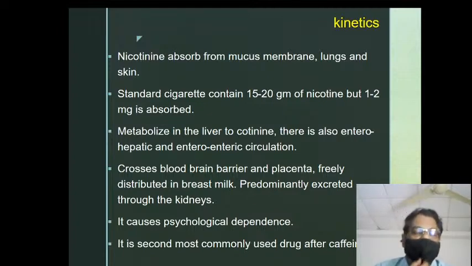Nicotine is metabolized in the liver to cotinine, and it has entero-hepatic and entero-enteric circulation. That means though it is given through another route, it is present in the GIT. Nicotine also crosses the blood-brain barrier and the placental barrier. Nicotine is also distributed in almost all secretions, including breast milk. It is predominantly excreted through the kidneys.